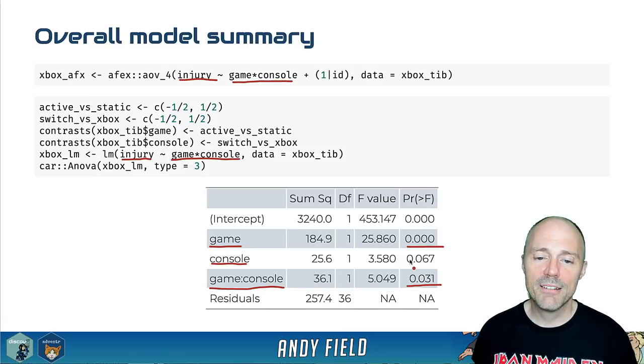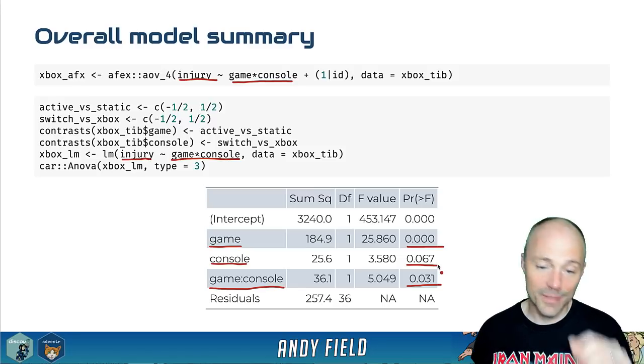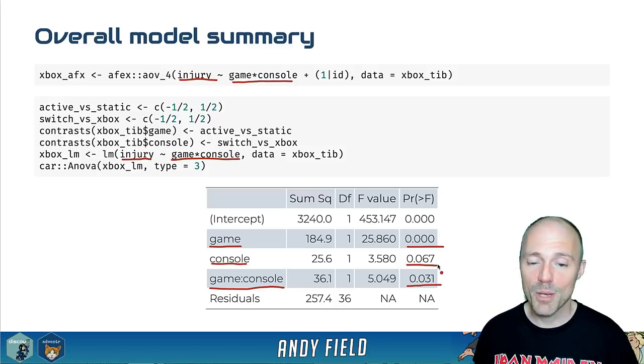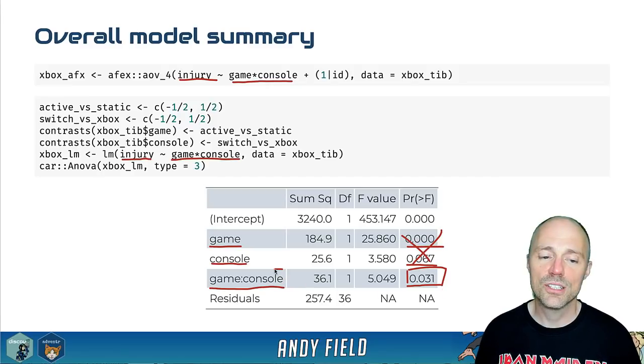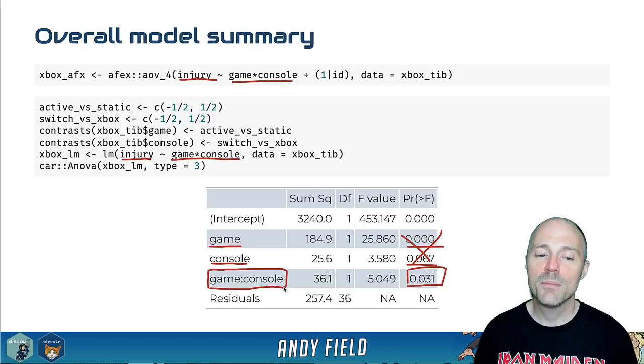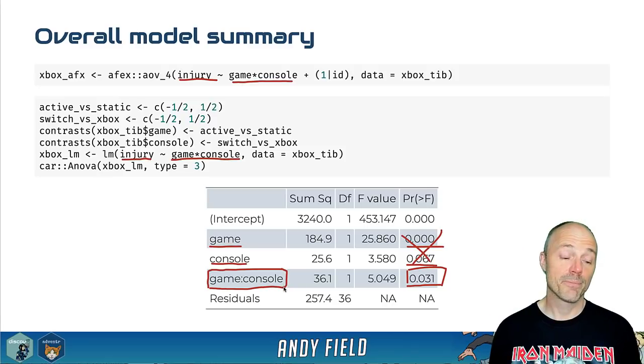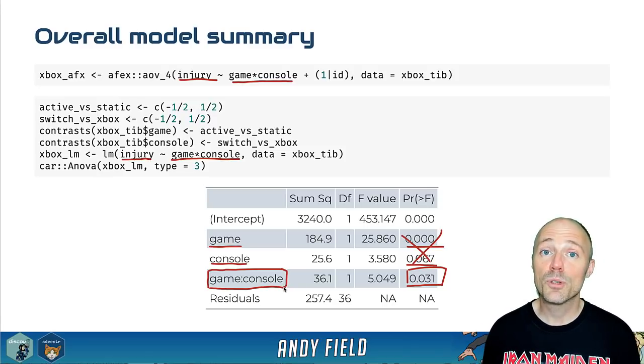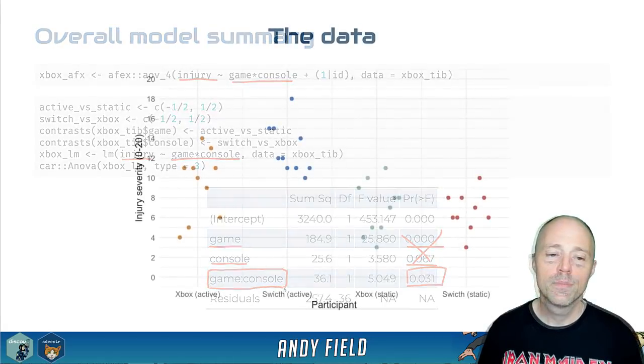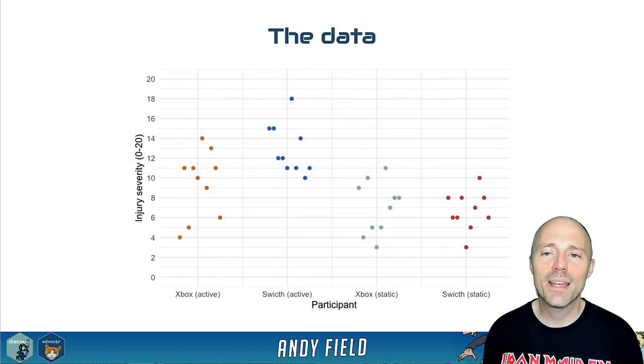So what we see here is the effect of console overall is just about not significant. The effect of game overall is significant, but basically neither of these particularly matter because we have this significant interaction term. So this is telling us that the effect of game on injury severity is influenced by the type of console being used. Right, let's dig into what these effects mean.